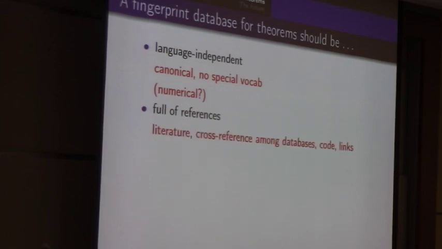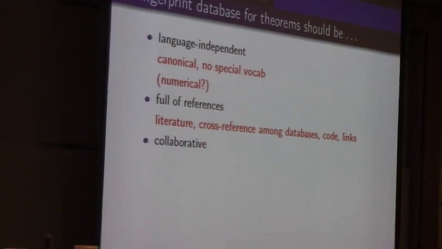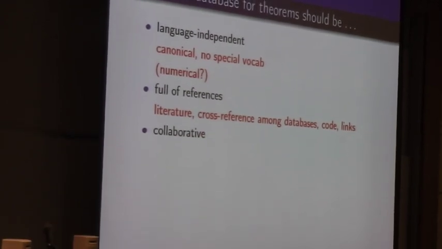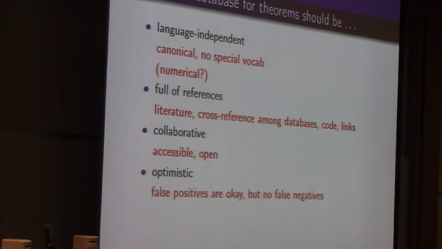Literature, cross-references among databases. If you have code, put them in there. If there are links to things online, put all that in there. It should be collaborative. That's obvious, meaning open and accessible. This one's my favorite. It should be optimistic, because false positives should be okay, but I don't want false negatives.